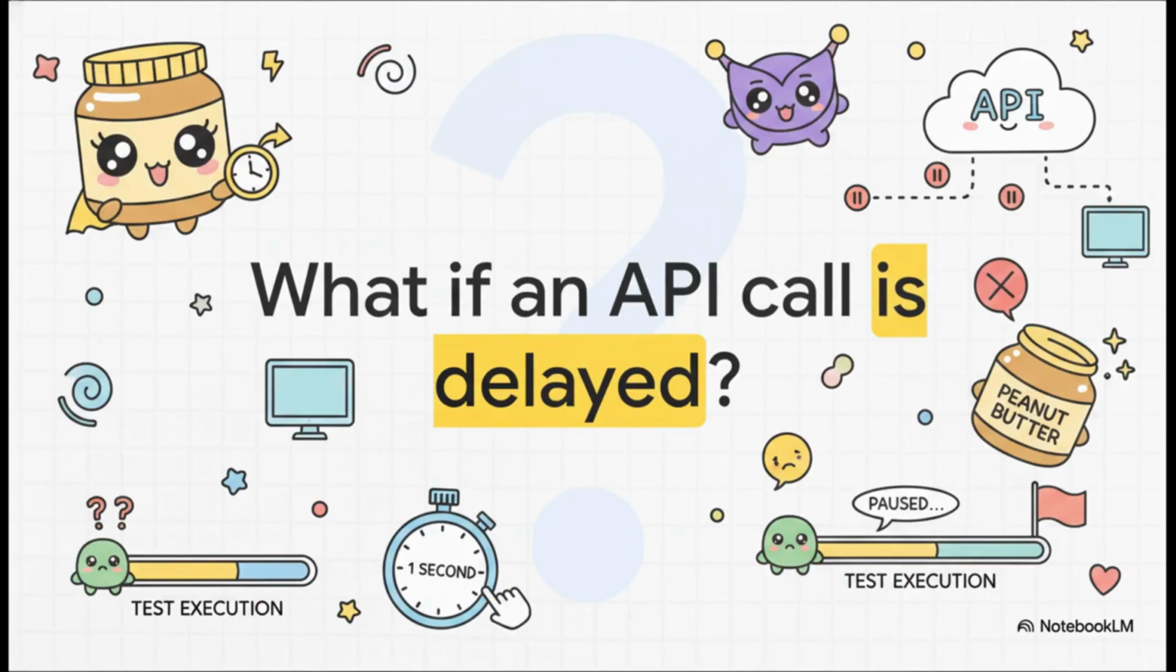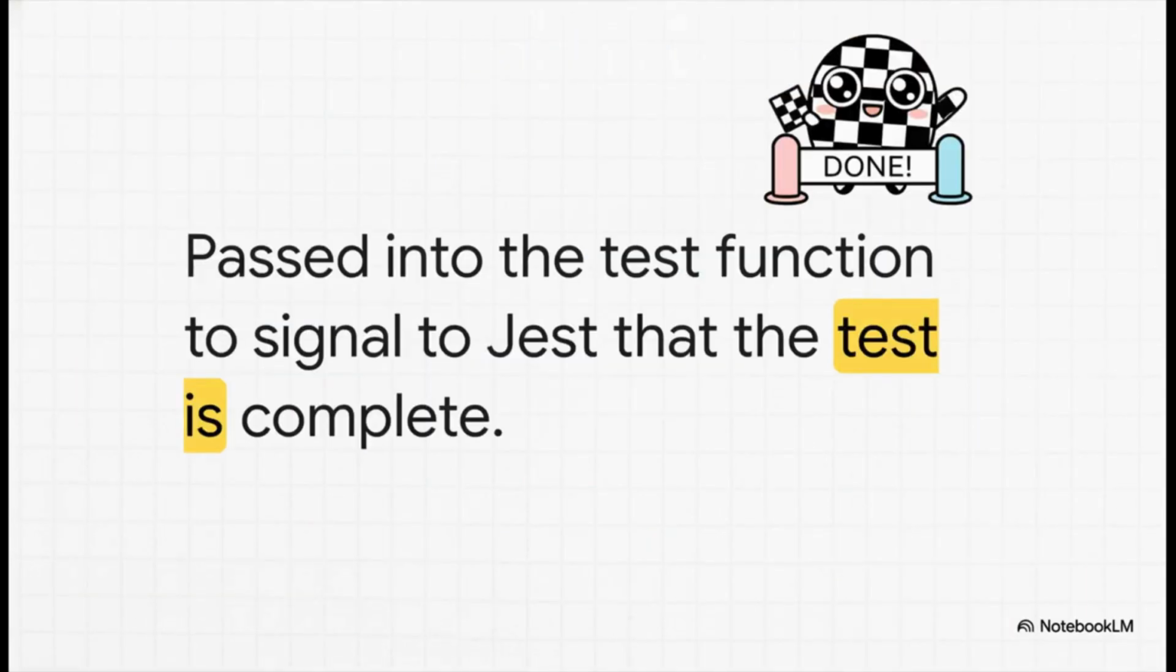We have to figure out a way to pause our execution while we're waiting for this delicious, delayed callback to arrive. Our first solution for this is the done callback parameter. It acts kind of like a manual override switch. You literally pass the word done into your test function, write your logic to test for the peanut butter, and then call done as a function at the very end to signal completion. It basically tells Jest, okay, hey, the background work is totally finished. Now you can go ahead and grade the test.